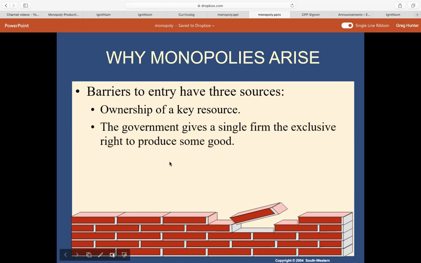And this is normally what happens. Most monopolies are created by the government, and that's when the government gives a firm an exclusive right to produce some good. Normally, they do that through patent and copyright law. Again, if you're an inventor and you apply for a patent, then the patent, and actually patents are part of the U.S.